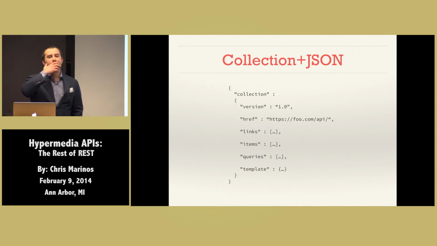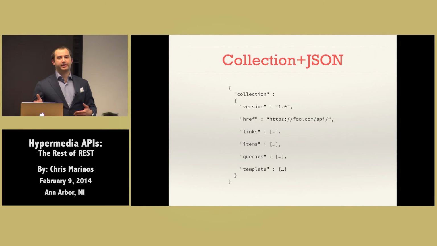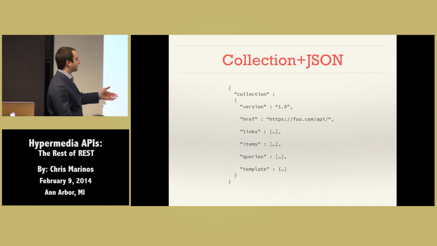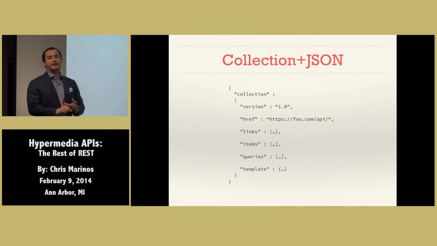I'm not sure whether I'm asking a good question, but how do you know that links, items, queries, and templates can be obtained from the API you're pointing to? So basically there'd be a content negotiation step where the server would say, I'm serving you a document that is collection plus JSON, and the collection plus JSON spec specifies which of these things must occur in the response, which of them are optional, and a little bit of semantic meaning about how a generic client should interact with these sorts of things.